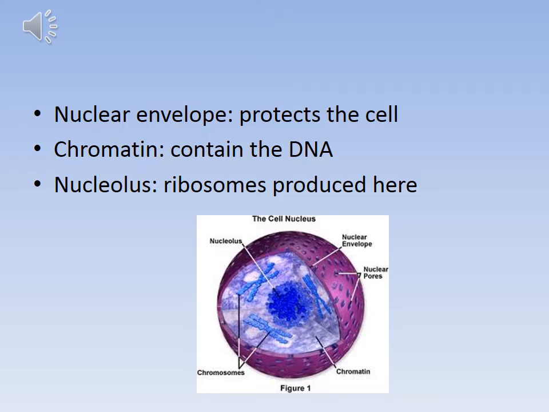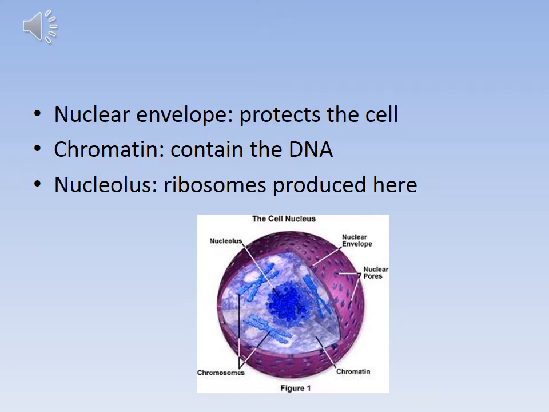Next is the chromatin. You might wonder how the nucleus knows how to direct the cell. The answer is the chromatins. The chromatins are made up of DNA, which contains all of our genetic information. These serve as instructions for the cell, telling it how to do all of its functions.